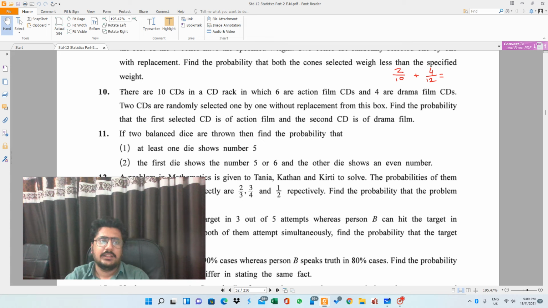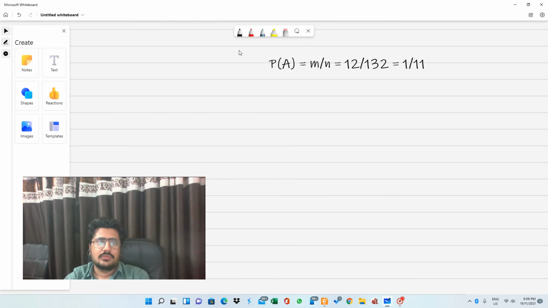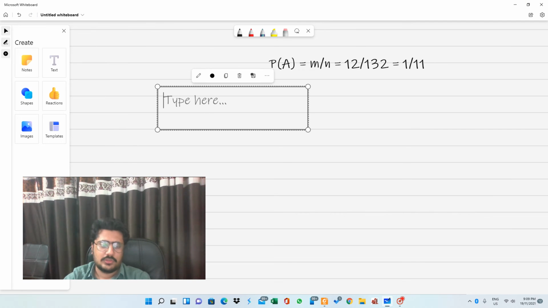Now, we'll be doing the 10th sum only, exercise 1.4. There are 10 CDs in a CD rack, in which 6 are action films and 4 are drama films. 2 CDs are selected, one by one, without replacement. Find the probability that first is of action, and second is of drama. So I'm giving the heading.